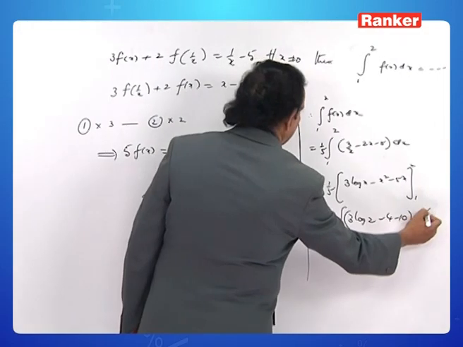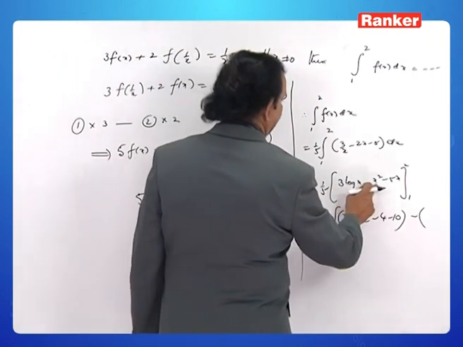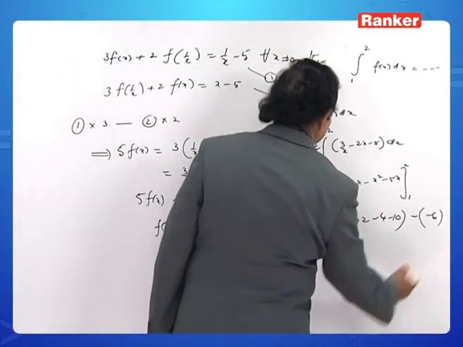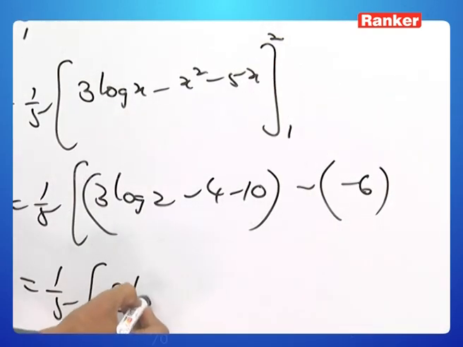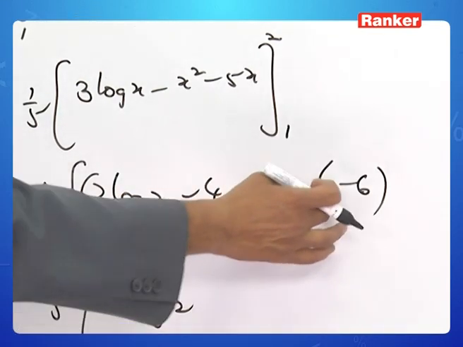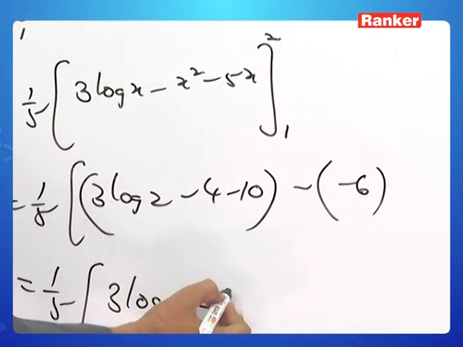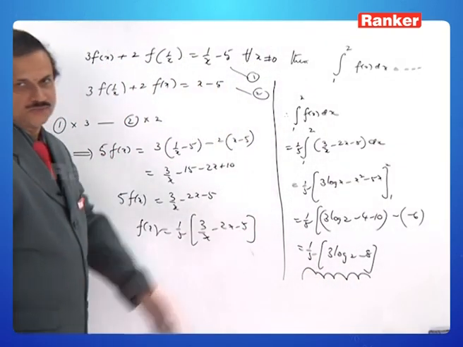Next, let us substitute 1. 3 log 1 is 0, minus 1, minus 5, minus 6. Totality is 1 by 5 into 3 log 2 minus 4 minus 10 minus 14 plus 6 minus 8. That is the answer.